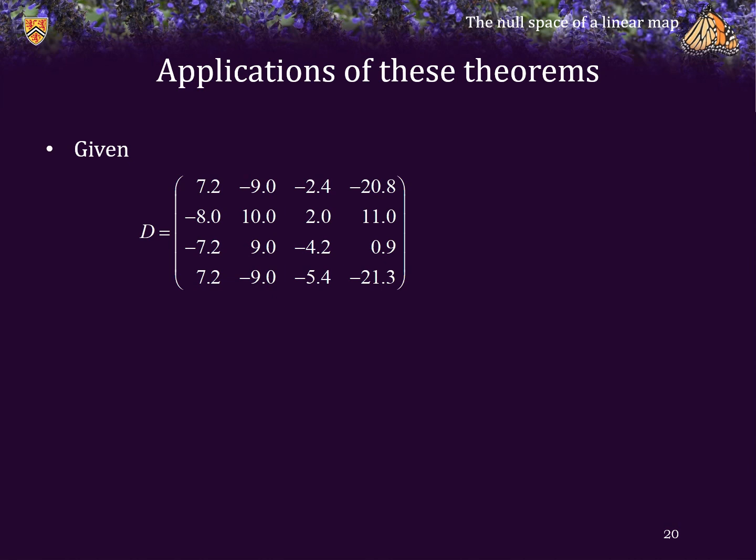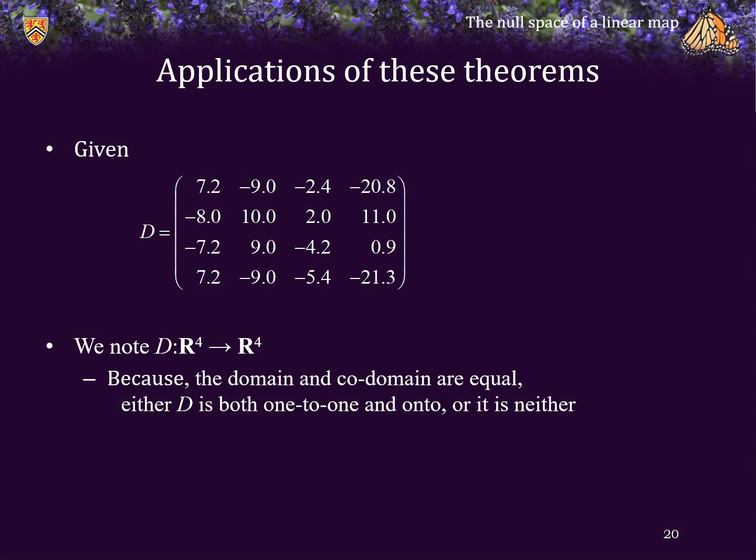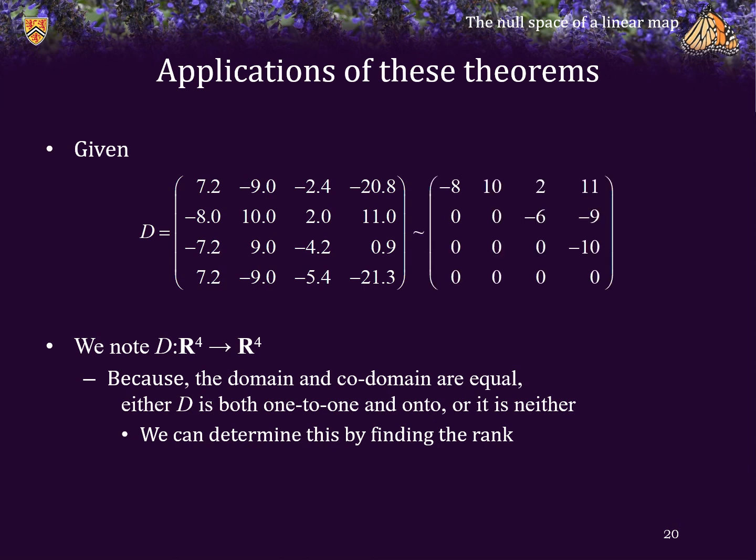Again, given this matrix, we see it too is a linear operator mapping R4 to R4. Because the domain and codomain are equal, then either D is both 1-to-1 and onto, or it is neither. We can determine this by finding the rank. So if we apply Gaussian elimination with partial pivoting, we find that this matrix is row equivalent to this matrix on the right, which is in row echelon form.